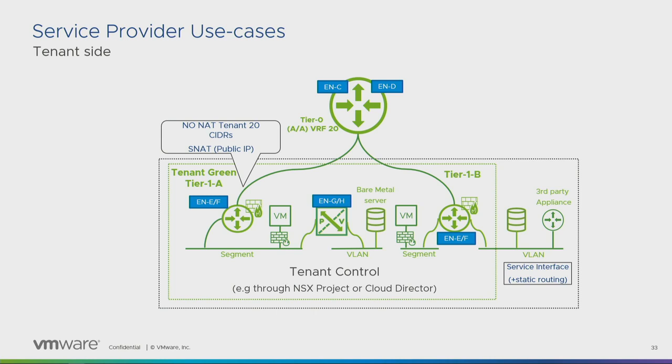So on the other side is a bit of a different situation. It's also a T1, but this bare metal or third-party security appliance is connected to the service interface of this T1. This is done by creating a static route and using the service interface, which is supported by Cloud Director in the 4.X versions. The VM on the right can connect via the T1 to the appliance, and traffic is flowing.